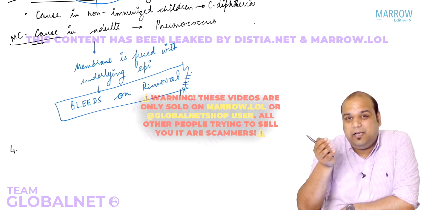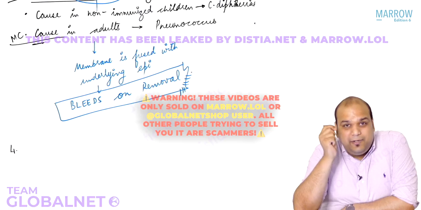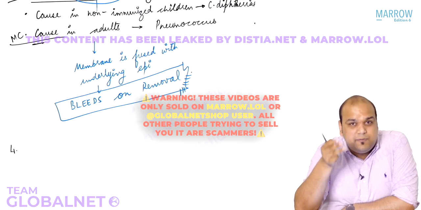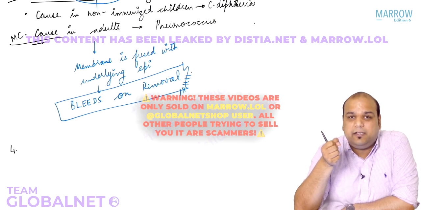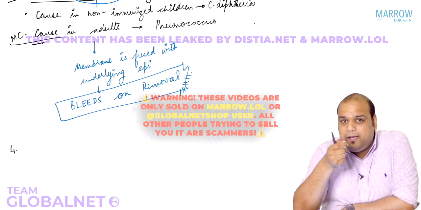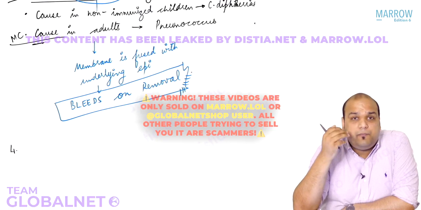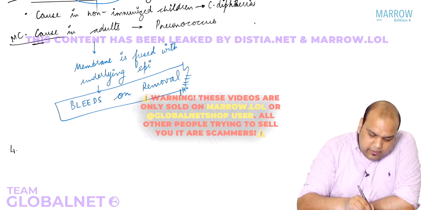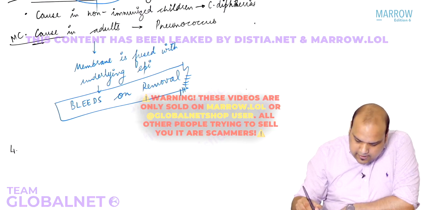That is basically how we are diagnosing it. If you try to remove the membrane because it is already fused with the underlying anatomical structures of the conjunctiva, when you try to remove it, the blood vessels will rupture and there will be profuse bleeding. Why is this important? This is important to know because of the next condition.